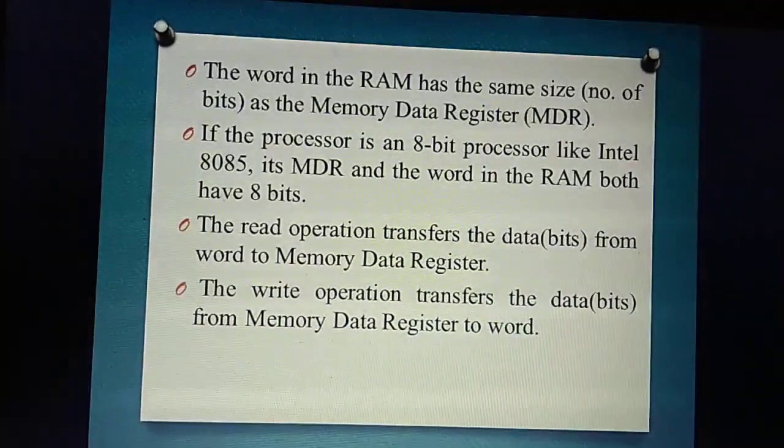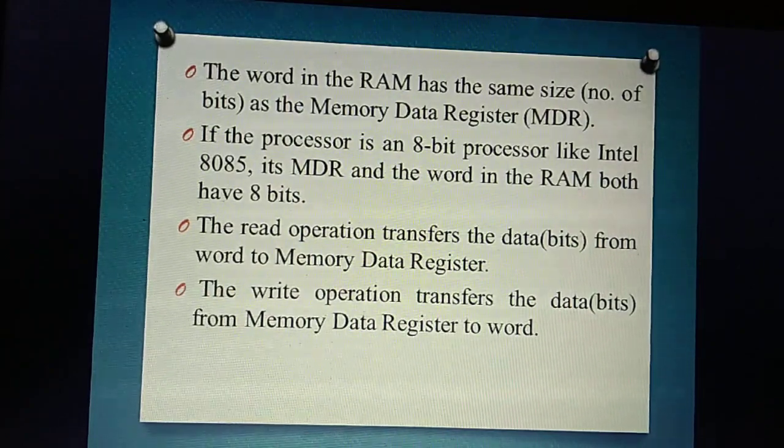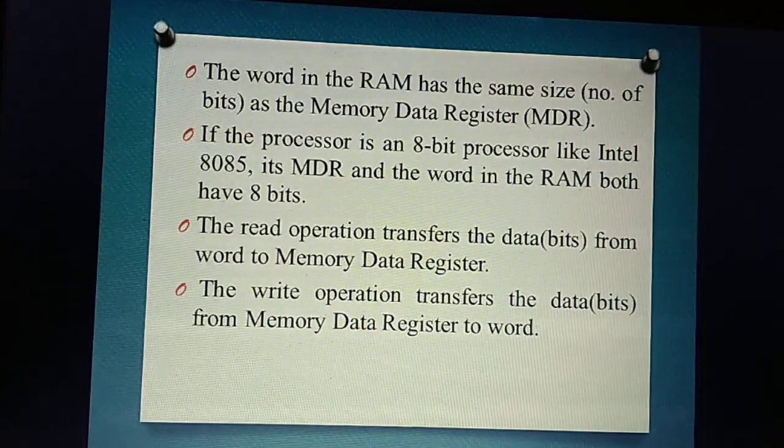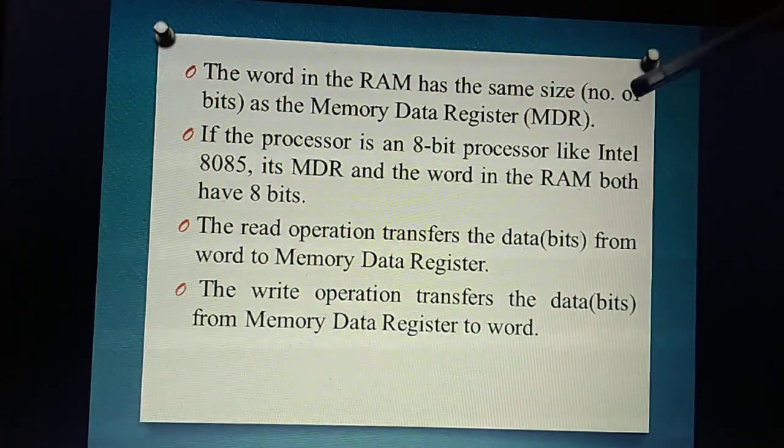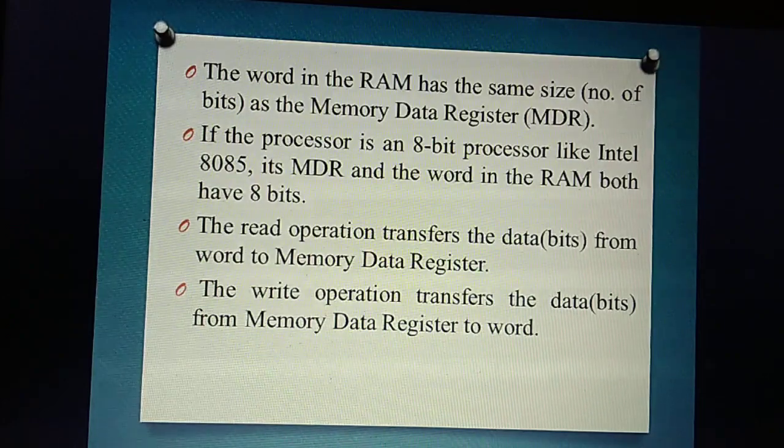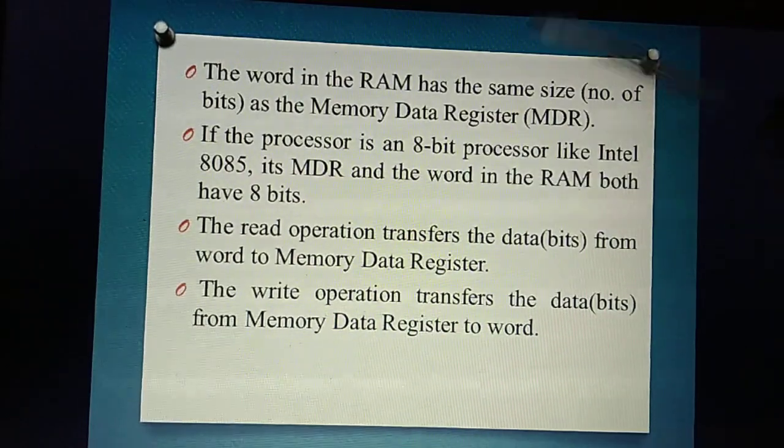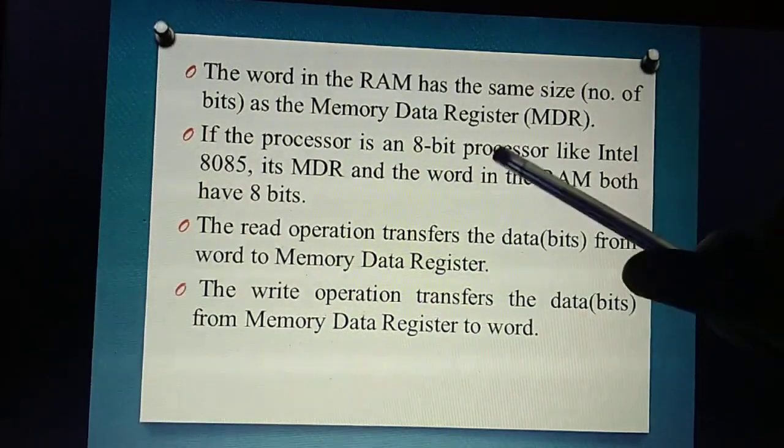Understand? Yes. So, next thing is, a word in the RAM is the same size as the memory data register. Okay, already we have studied the memory data register, MDR, isn't it? What do you mean by MDR? It takes care of the information transfer between CPU and the memory. So, a word in the RAM, what's the size? The size of RAM depends on which register? Memory data register. Okay. For that only an example they have given. If the processor is an 8-bit processor, for example, you are using a microprocessor, in that microprocessor the capacity is 8-bit.